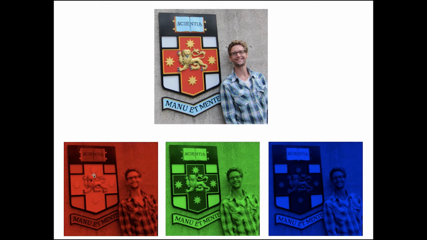So each of these red, green, and blue images is a 2D scalar field. But let's keep things simple. Let's just look at a black and white version of this image. Now I have a 2D scalar field that tells me how bright or dark the image is at each pixel. This is a function of x and y, and I can analyze it using Fourier series.